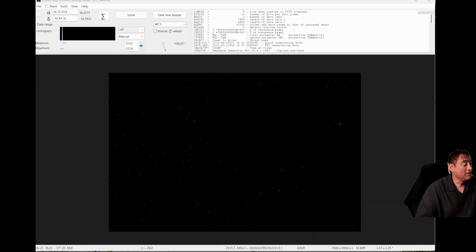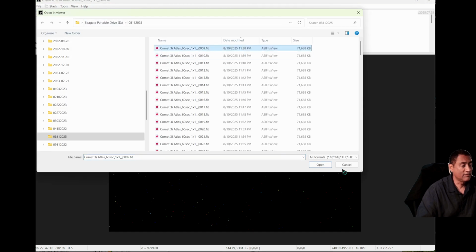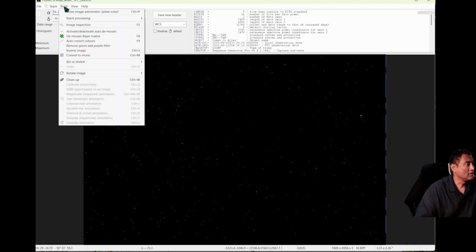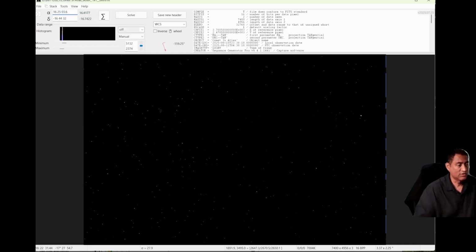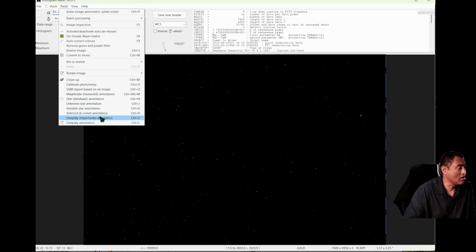So I am inside now. I wanted to see the first picture I took, and I wanted to solve the image. What this will do is tell the software where the picture was taken. And now I can try to locate if I see any asteroids or comets.